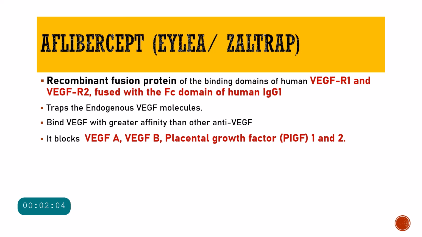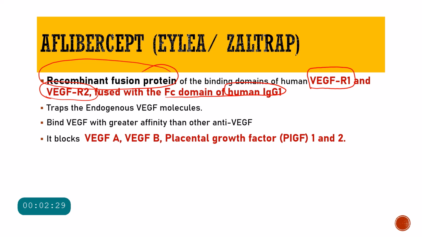The next important drug is aflibercept. Aflibercept is also called Eylea or Zaltrap. It is a recombinant fusion protein because it combines parts of VEGF receptor 1 and VEGF receptor 2, and those parts of receptors 1 and 2 are fused with the Fc domain of human IgG.